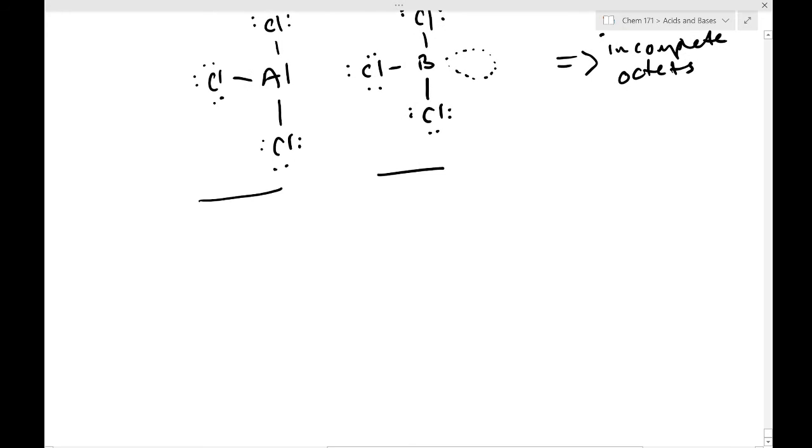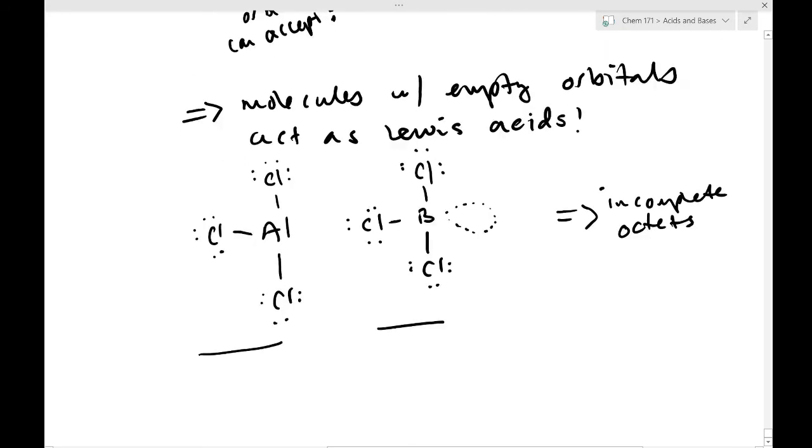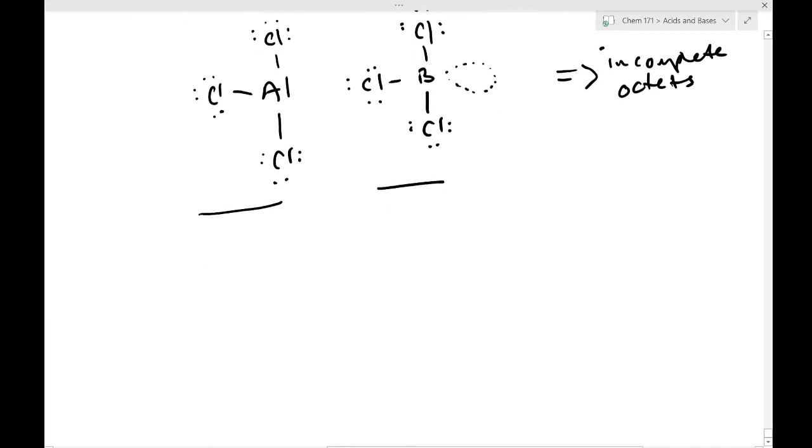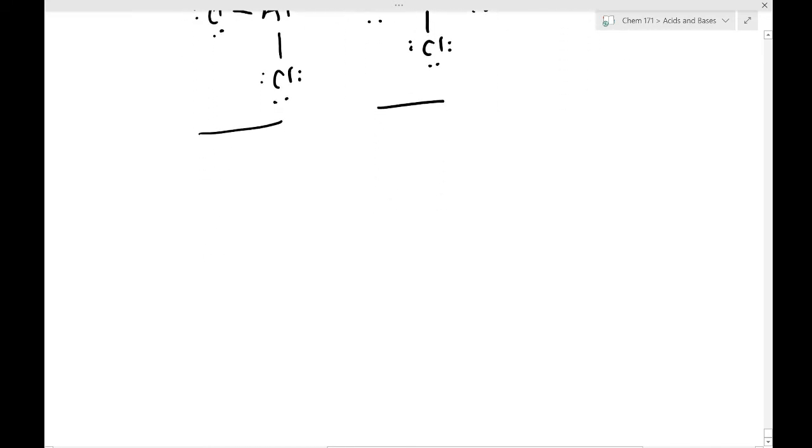But that's not the only thing that can act as a Lewis acid. I mentioned up here that molecules with empty orbitals can act as Lewis acids, but molecules that can force themselves to have empty orbitals can also act as a Lewis acid. For example, if we have our beautiful favorite molecule here, water. And we react this with another one of my favorite molecules, carbon dioxide.